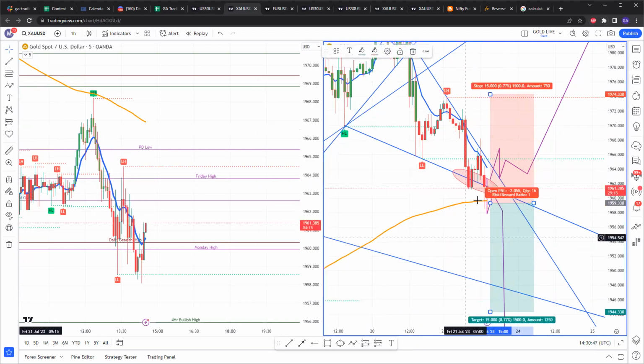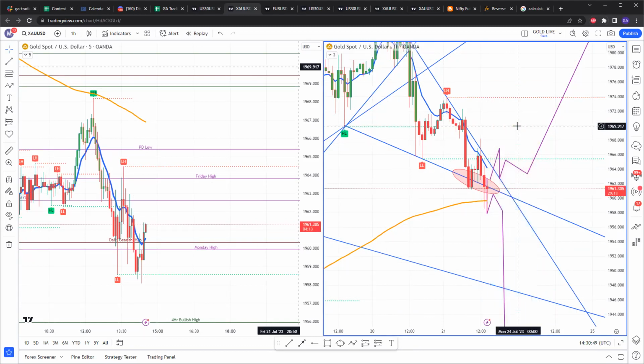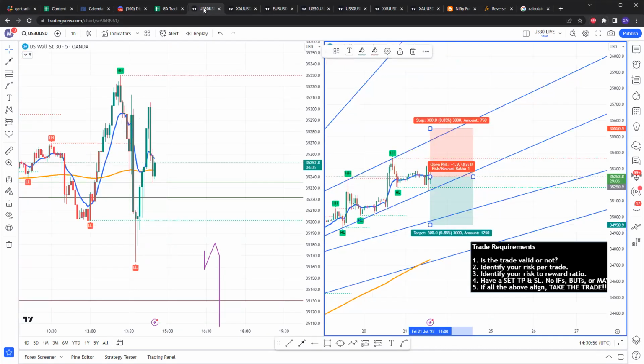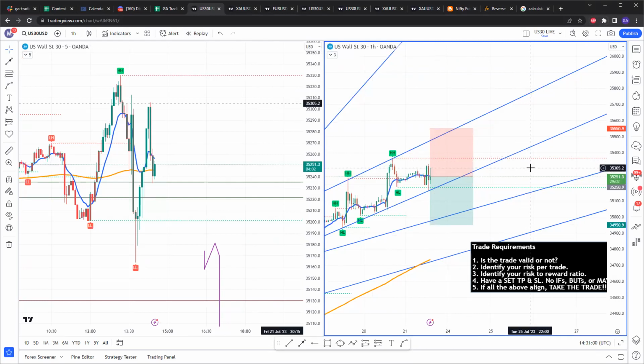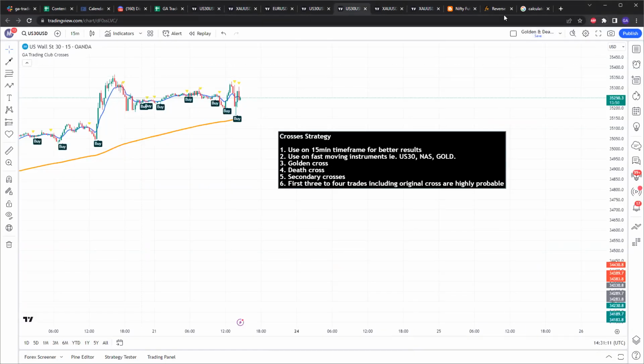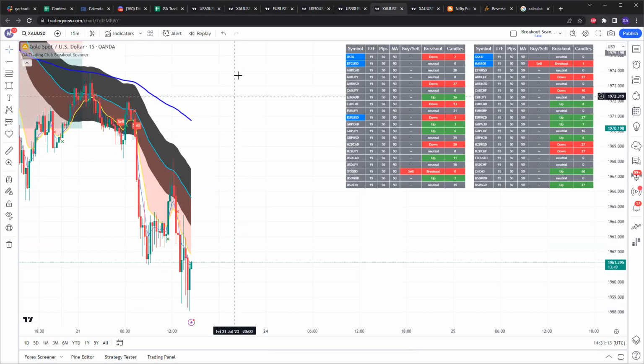So for me, even nowadays, the major thing is always, before I enter this trade, what is my probability? What is the probability of this trade hitting? If I have a 40% probability for a trade hitting, I'm not going to take that trade. So nowadays I have to have at least 70% probability that a trade will hit. That's why nowadays I look for trades on the breakout scanner, on the crosses indicator, and that's it.